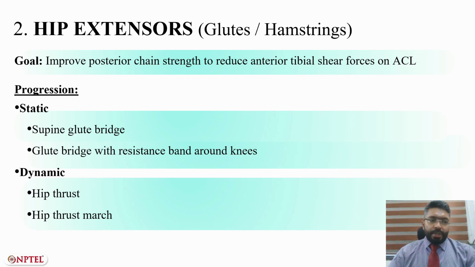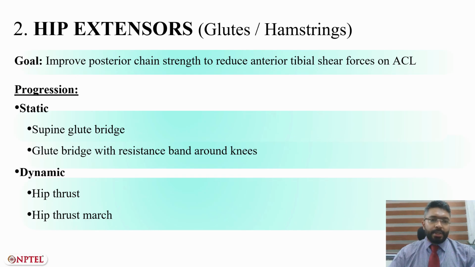How to strengthen the hip extensors, which consists of gluteus and hamstring muscles. The goal is to improve posterior kinetic chain strength to reduce anterior tibial shear forces on the healing ACL graft. We shall progress from static, which is at rest or stable position, to dynamic in movement and towards functional exercises.